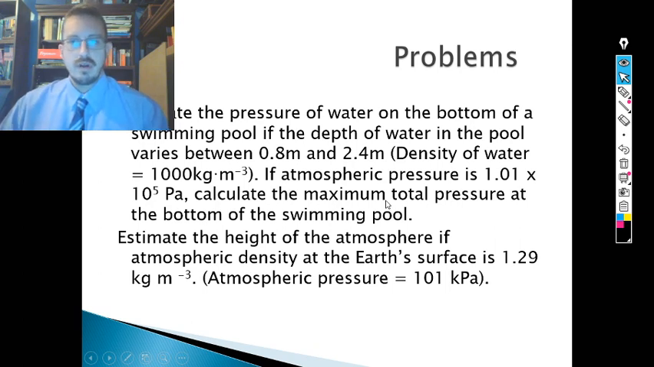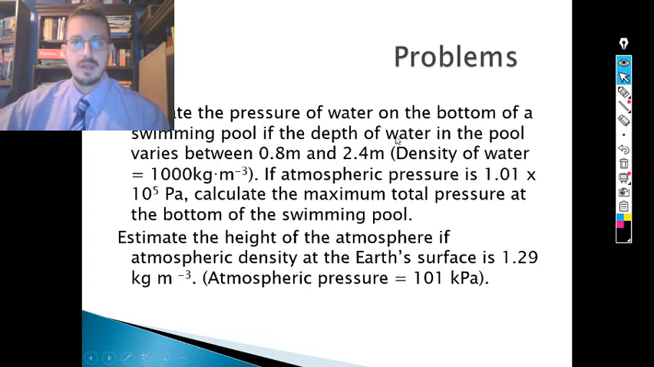Calculate the pressure of water on the bottom of a swimming pool if the depth of water in the pool varies between 0.8 meters and 2.4 meters. The density of water is given as 1,000 kilograms per cubic meter, and if atmospheric pressure is 1.01 by 10 to the 5 pascals, calculate the maximum total pressure at the bottom of the swimming pool. Then it wants us to estimate the height of the atmosphere if atmospheric density at Earth's surface is 1.29 kilograms per cubic meter. Again, atmospheric pressure is 101 kilopascals.